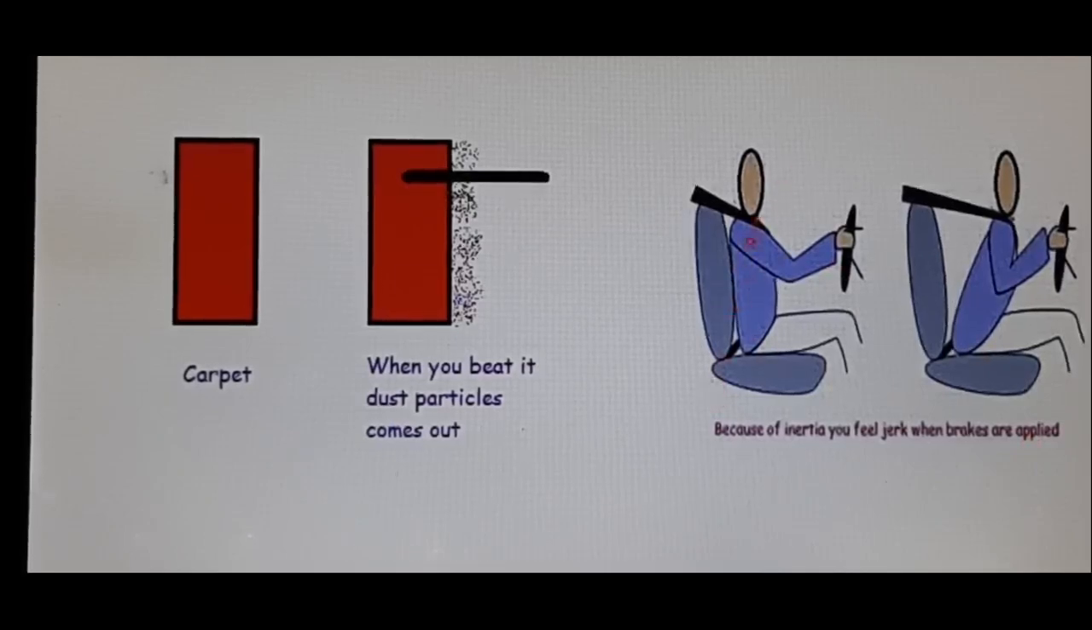See, your body was in a state of motion, but once the brakes are applied, the car will come to a state of rest, but your body continues to move in the same direction. That's why it tends to move forward and you feel a jerk. So this, we can say, is an example of both inertia of motion and inertia of direction, because your body was in motion and it tends to keep moving even when the brakes are applied. That's why it moves in the forward direction.